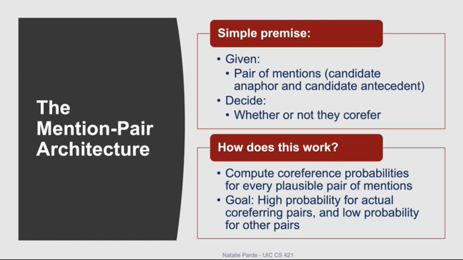The underlying premise of the mention pair architecture is simple. Given the pair of mentions, where one mention is a candidate antecedent and the other mention is a candidate anaphor, the model seeks to determine whether or not the two mentions co-refer. It does this by computing a probability indicating the likelihood of the two expressions to co-refer. The approach does this for every plausible pair of candidate anaphors and antecedents, with an end goal of learning to predict high probabilities for pairs that actually co-refer and low probabilities for pairs that do not.